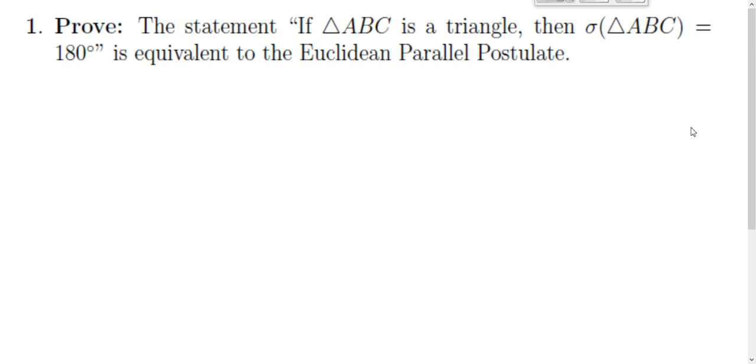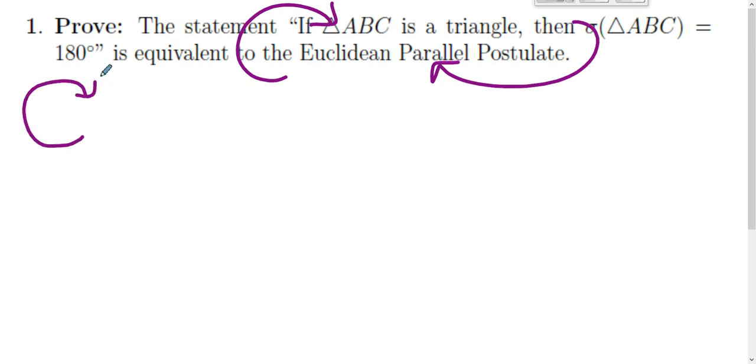Okay, so this screencast will walk us through a couple of examples, things that I would walk through if we were in class together. And the first one says that the sum of the angles of a triangle being equal to 180 is equivalent to the Euclidean parallel postulate. And remember what this means. This means that one statement implies the other, and the other statement implies the one. So let's do the easy way first.